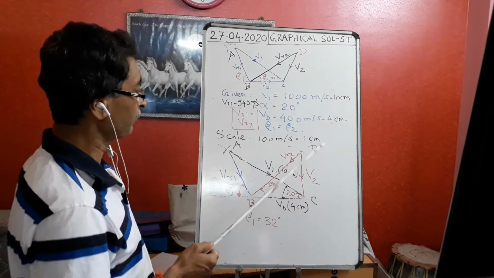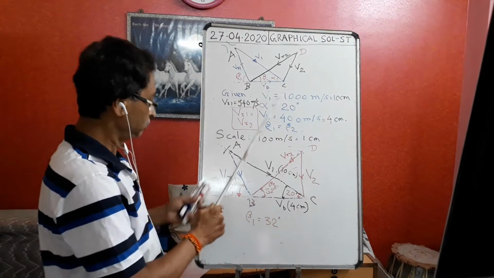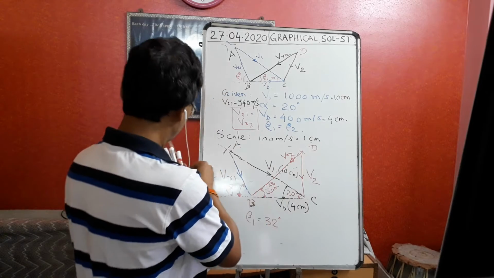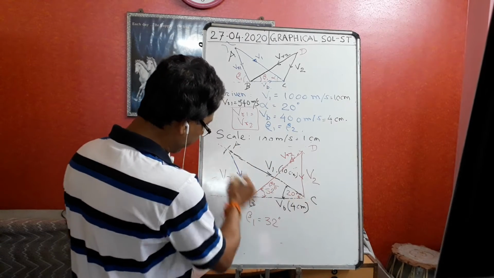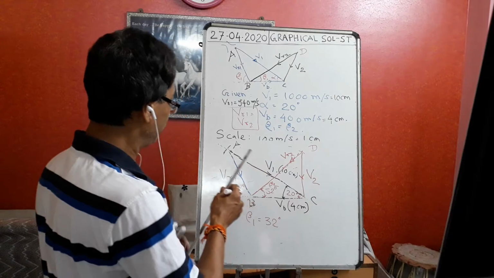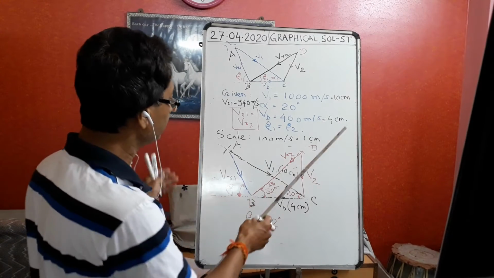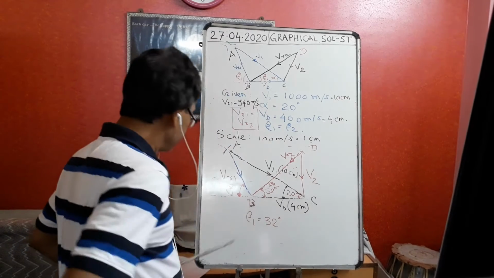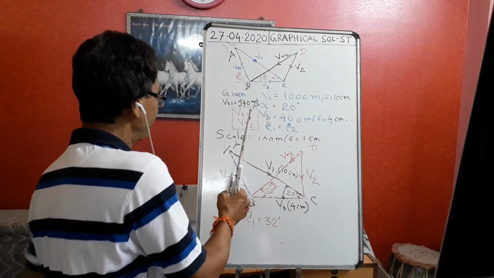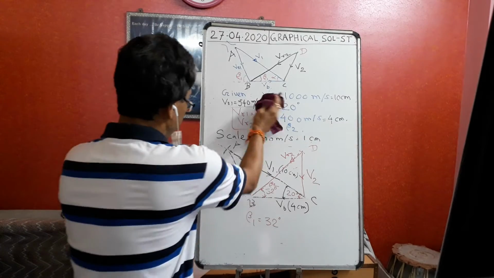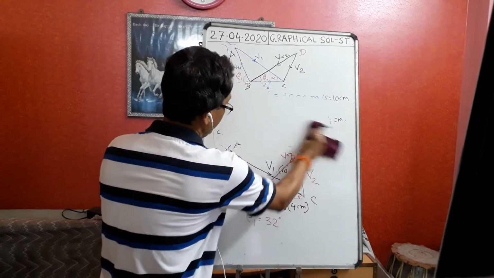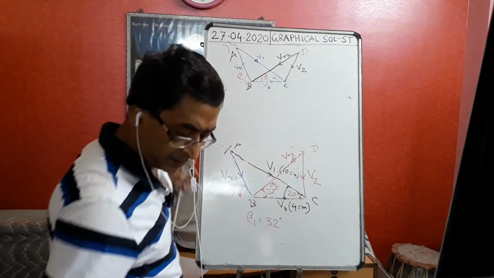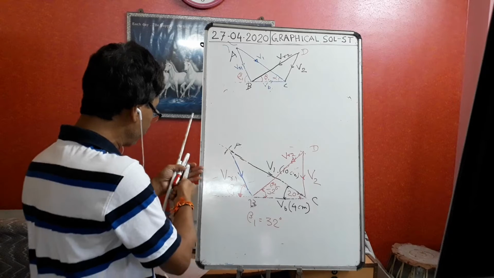Okay. Now I have drawn the triangles. This is my inlet velocity triangle, and this is the outlet velocity triangle. Now I have to find out different things. First, the tangential force. So let me clear this part, the given parts. This I already know.